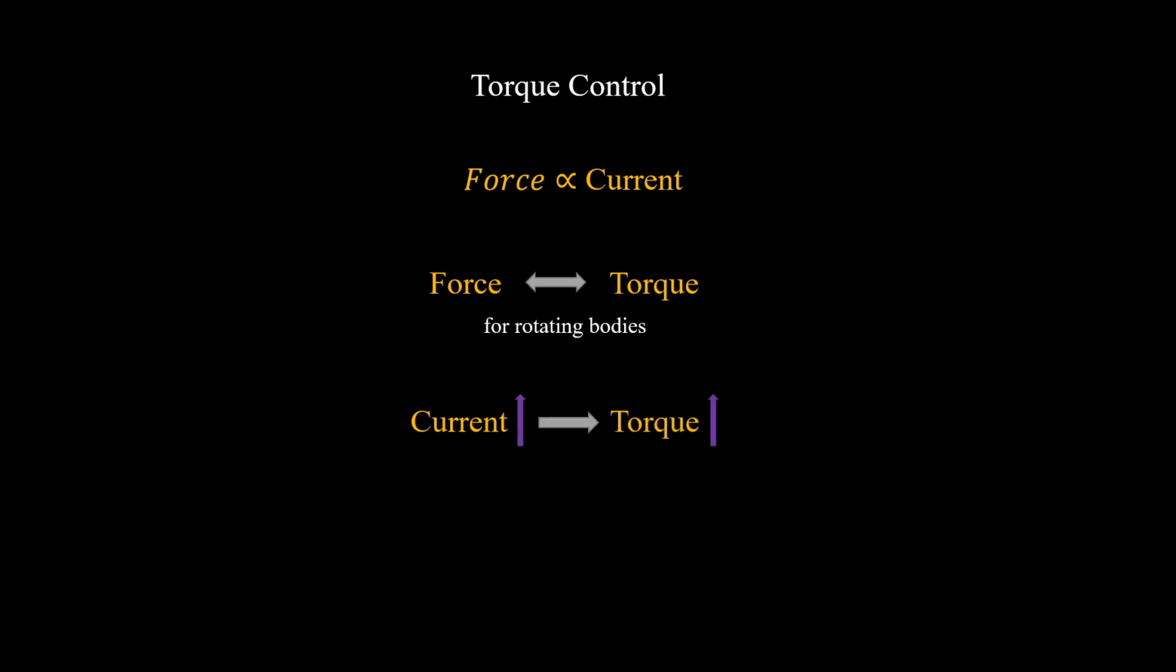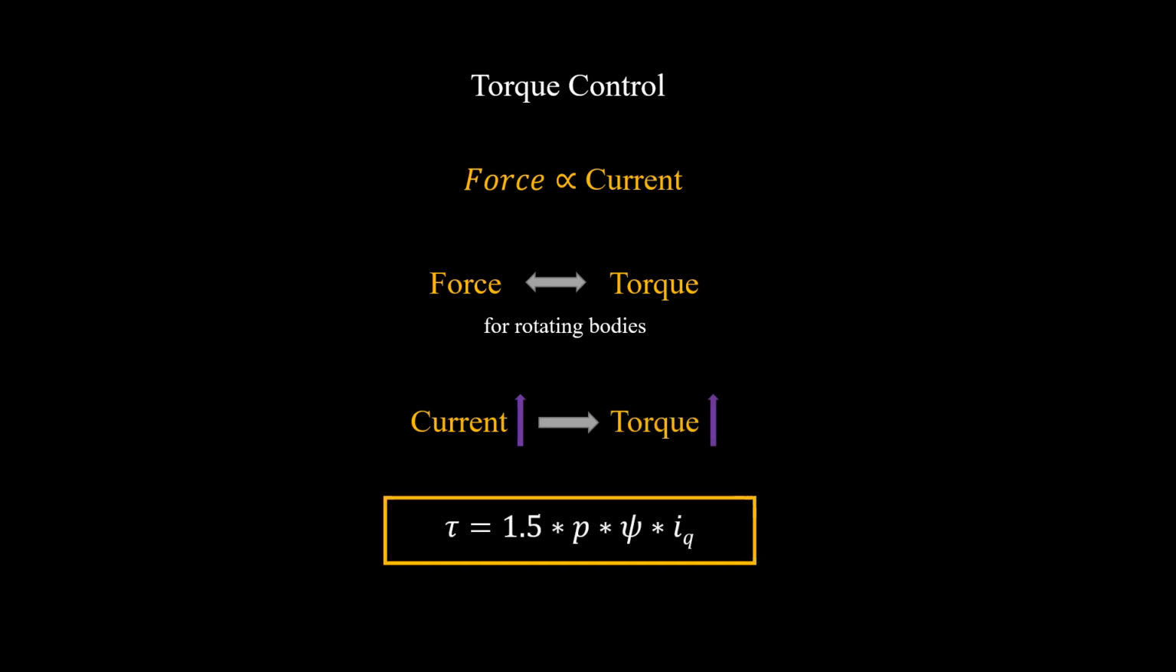Remember, in the first video we concluded that the force is proportional to the current. This came from the Lorentz law, and for rotational systems, force is equivalent to torque. So we can understand that the more the current, the higher might be the torque. This is the exact equation for the torque, and we will derive it in the next video, but what we can understand is, if I can control the amount of current flowing in the windings, I can control the torque of the motor.